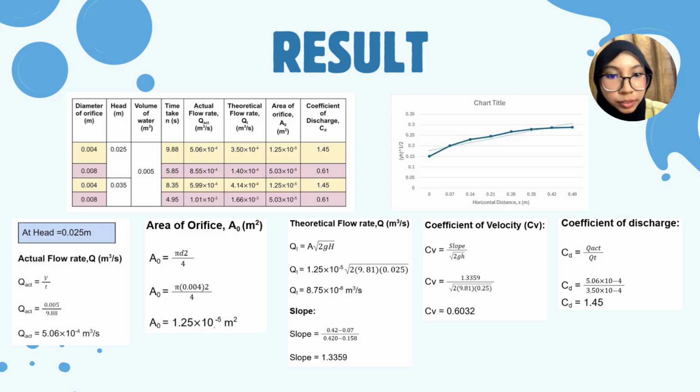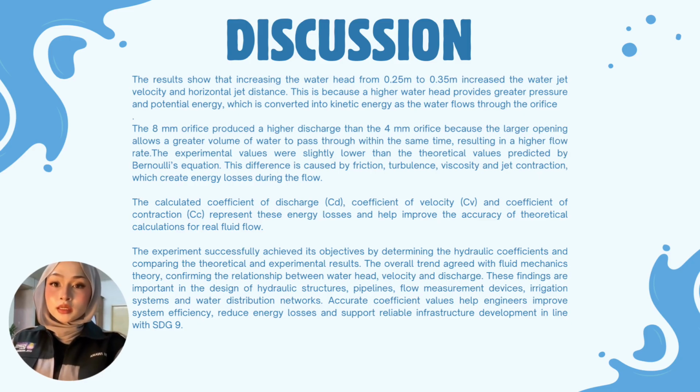Thank you. For the discussion, the results show that increasing the water head from 0.25 meter to 0.35 meter increased the water jet velocity and horizontal jet distance. This is because a higher water head provides greater pressure and potential energy, which is converted into kinetic energy as the water flows through the orifice. The 8 mm orifice produces a higher discharge than the 4 mm orifice because the larger opening allows a greater volume of water to pass through within the same time, resulting in a higher flow rate.